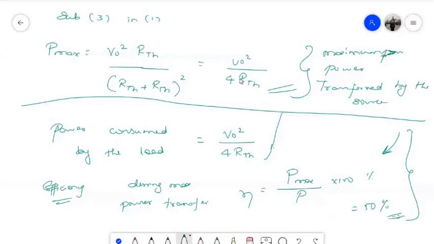So P max we have already derived here. Now when you want to find P, it is actually 2 times V naught square by 4 into RTH, because that is the total power that is applied, because at maximum power transfer the power transferred and the power consumed are the same. So ultimately the total power that is applied will be 2 times of this. So on one side you will be having V naught square by 4 into RTH, and then you have V naught square by 2 into RTH. So ultimately when you divide, you will be getting 1 by 2. 1 by 2 into 100 is actually 50%.